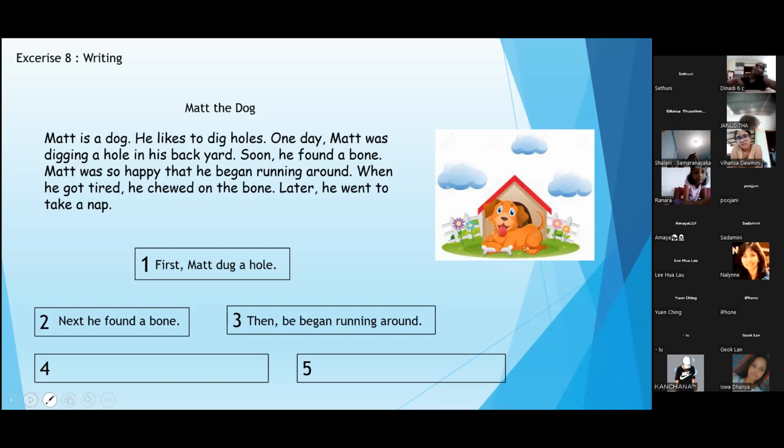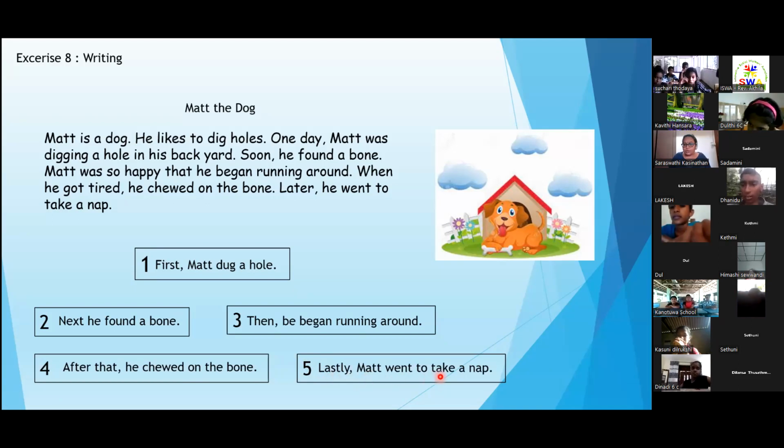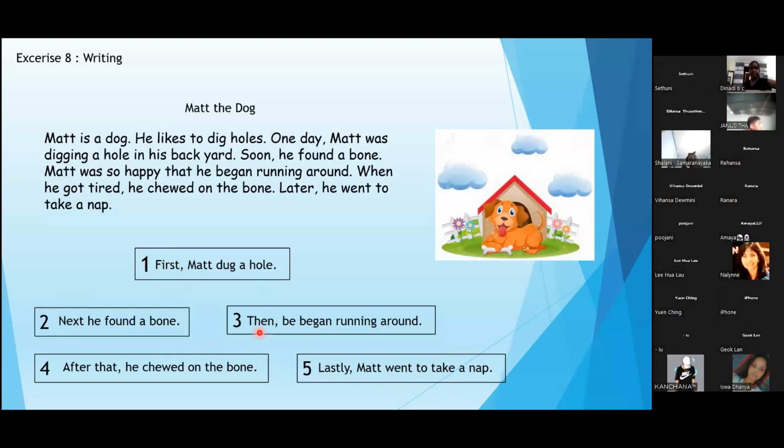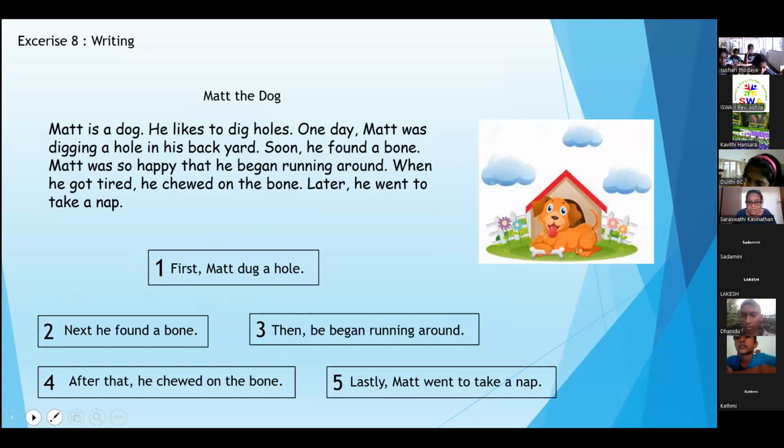Next. What happened after that? When he got tired, he chewed on the bone. Yeah, after that, he chewed on the bone. And what happened at the end of the story? Later, he went to take a nap. Yes. Lastly, Matt went to take a nap. So do you see first, next, then, after that, lastly. Yeah. So these are the words that sometimes help you to keep the story in a good sequence.